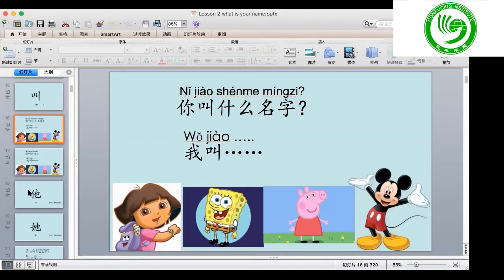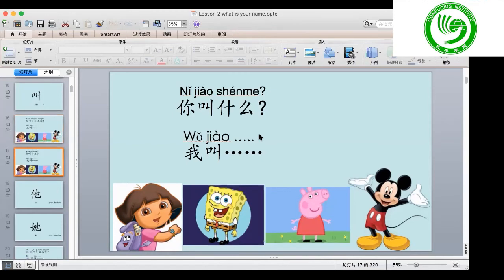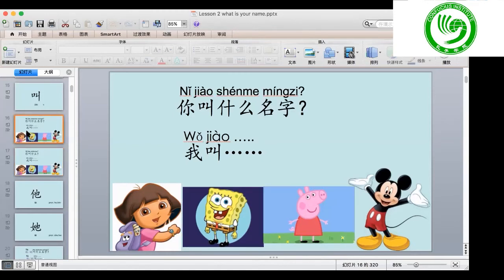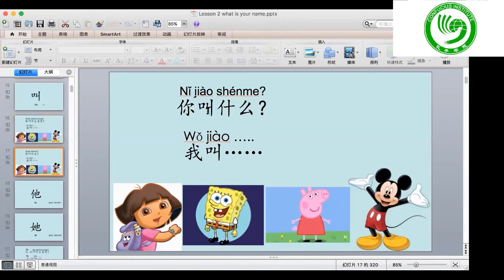Hen hao. Now look at this. This is the first one we've learned, what's your name? The second one, I'm showing to you that we can skip the word for name, 名字. You just need to say 你叫什么, which means what's your name. If I translate word by word, it is, what are you called? It's the same as, what's your name?